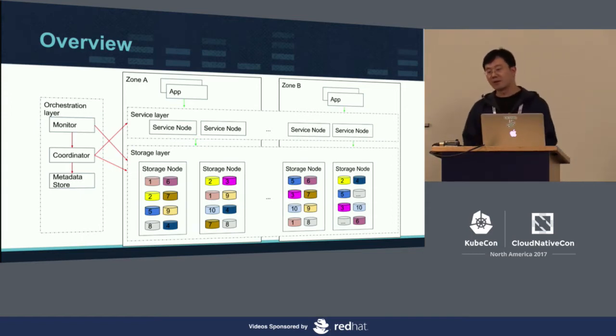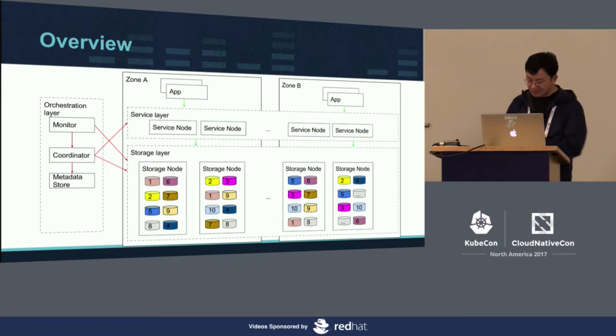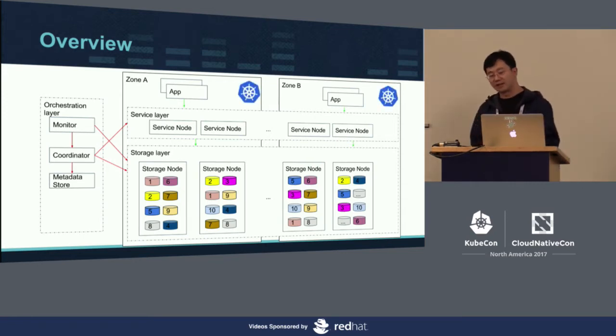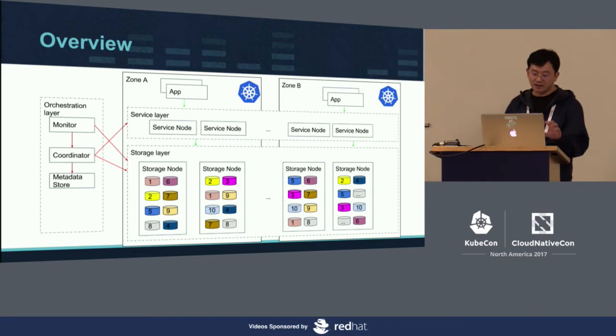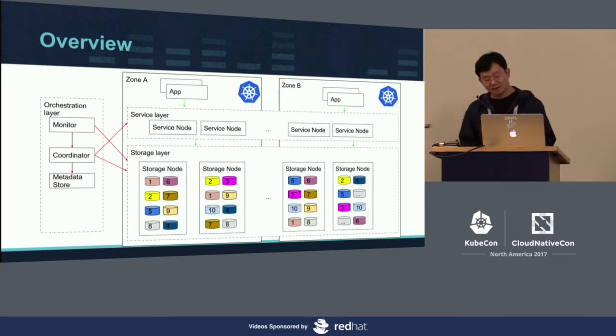So now what I have been talking about is just a Geo-Distributed Database, but how does it relate to Kubernetes? Actually, we deploy the whole thing, including the storage layer and also the orchestration layer, on Kubernetes. The orchestration layer and the service layer are typically mostly stateless, so it's not a big problem when we deploy them on Kubernetes. The core part is how we manage the storage on Kubernetes.